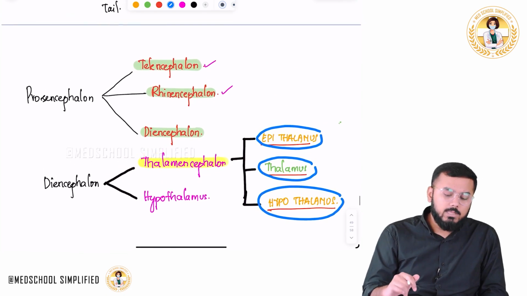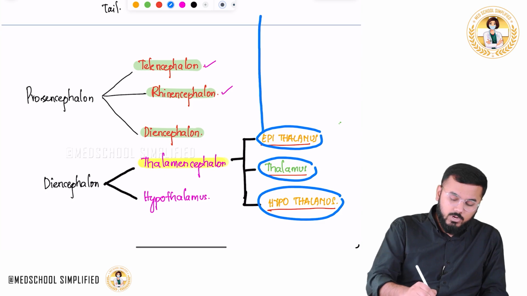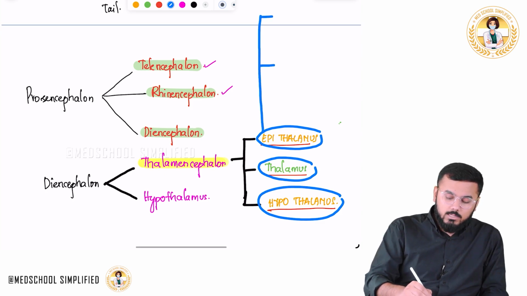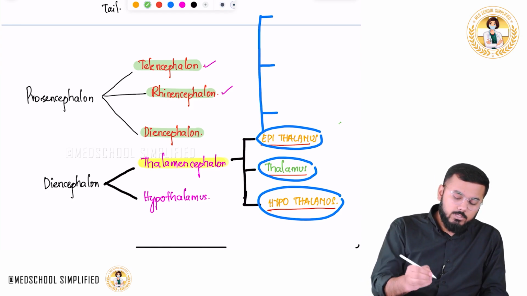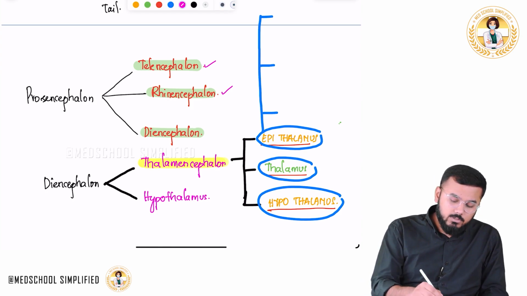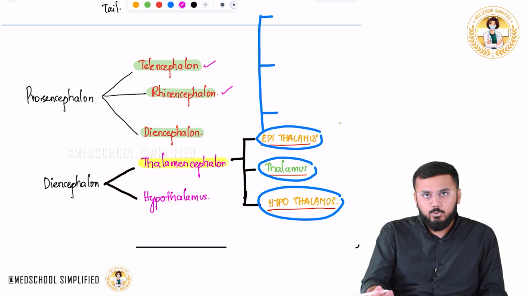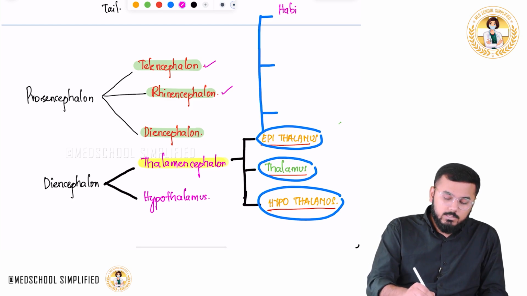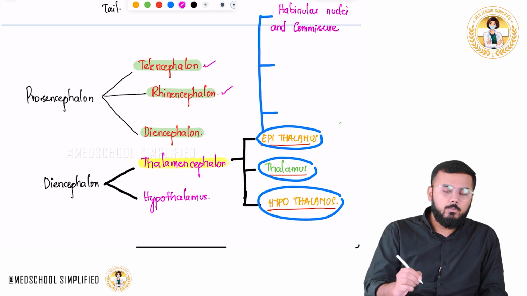Now coming to the epithalamus, within it there are three important structures which you have to know. The first important structure you would come across is the habenular commissure and habenular nuclei. What do you mean by habenular nuclei and commissure? I'll show you in the form of a picture.